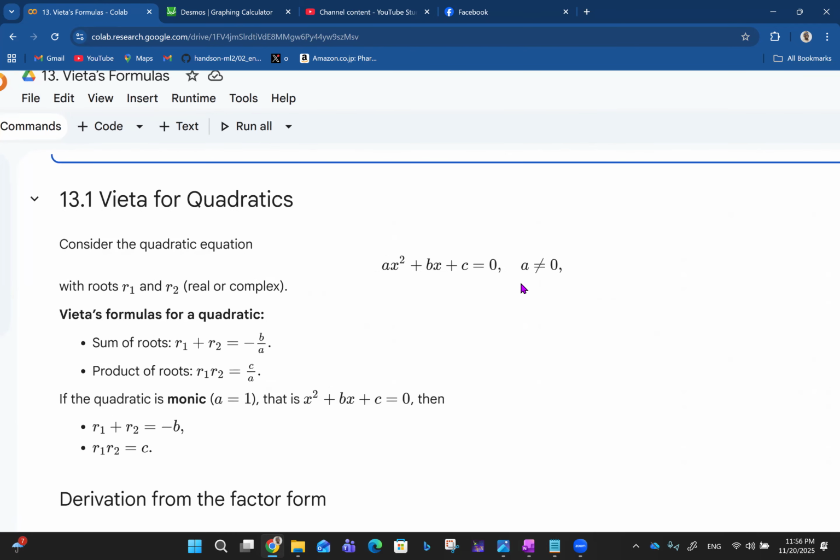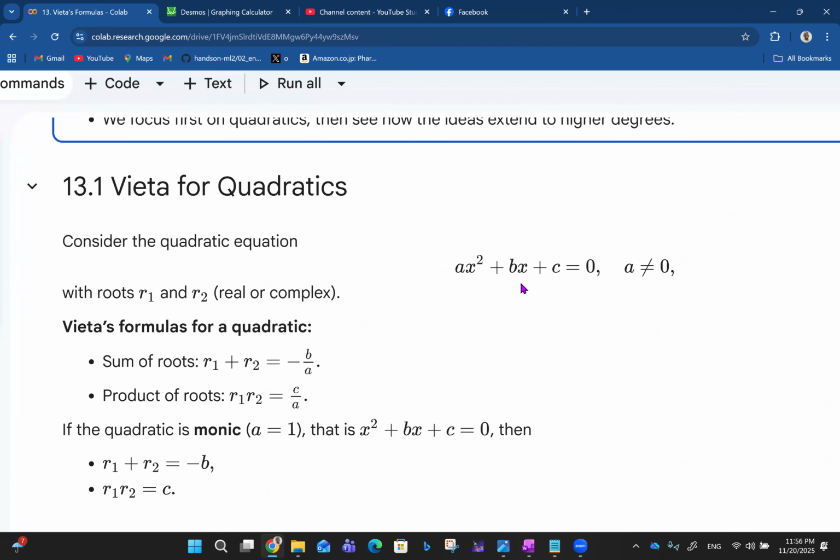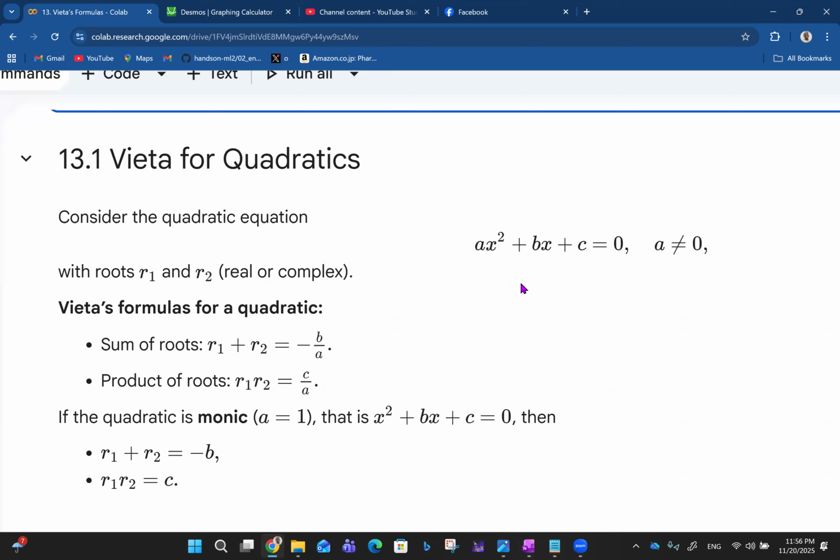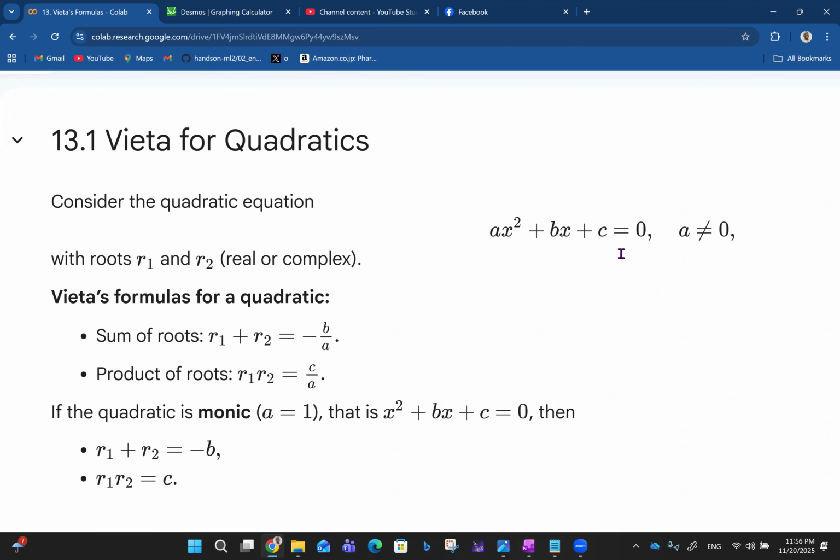So let's go straight to Vieta for quadratics. Consider the quadratic equation ax squared plus bx plus c equals 0, where a is not equal to 0. Of course, if a is 0, the whole thing becomes linear. So the fact that a is not 0 is what keeps it quadratic, with roots r1 and r2, whether real or complex. So Vieta's formulas for a quadratic are given as follows.